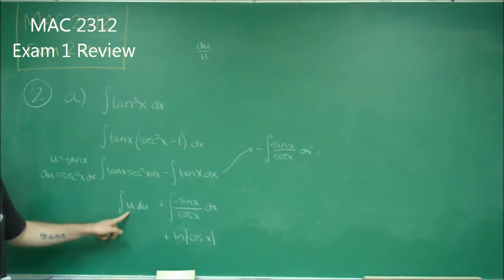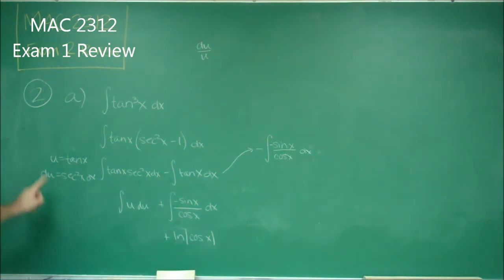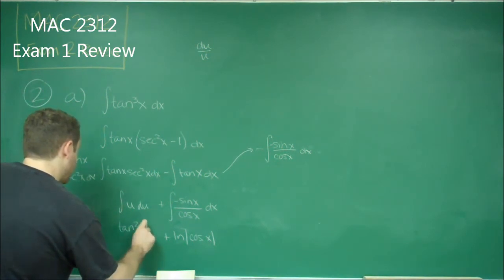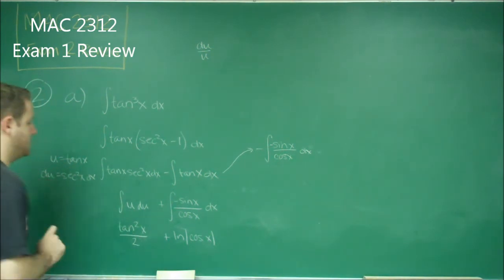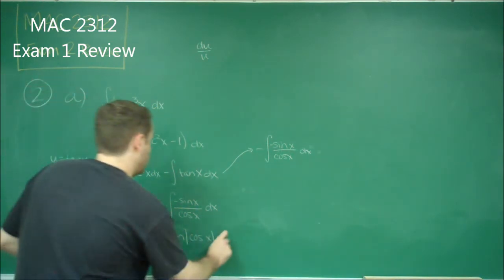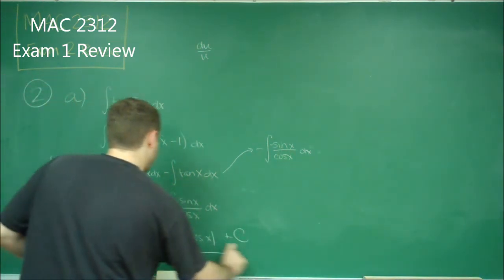The antiderivative of u is just u squared over 2, and remember that our u was tan x, so this is going to be tan squared x over 2 plus our ln of cosine x plus c.